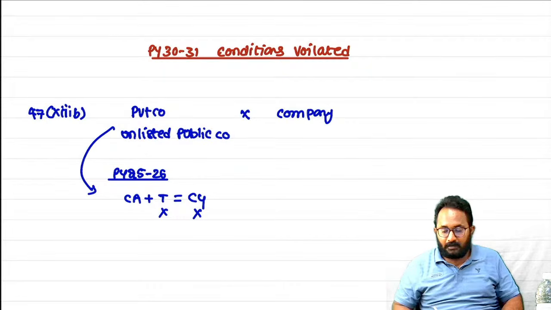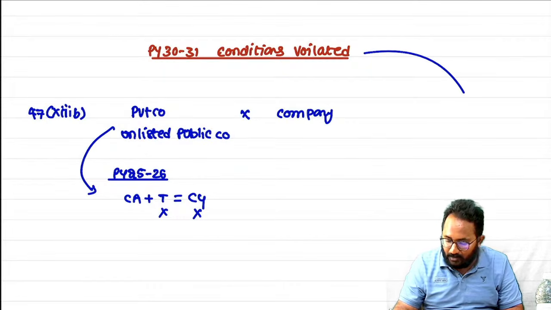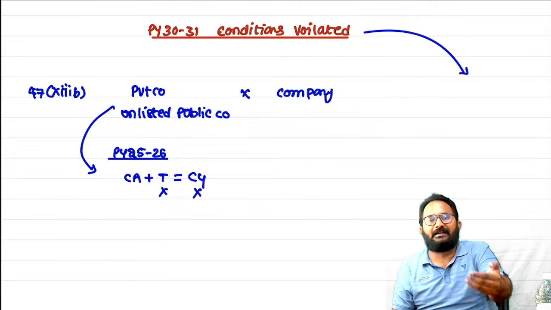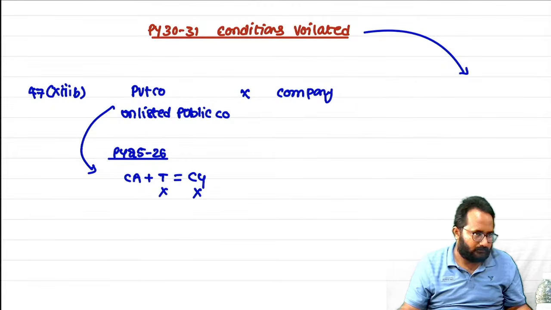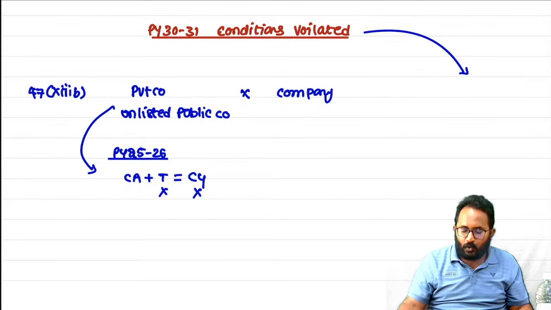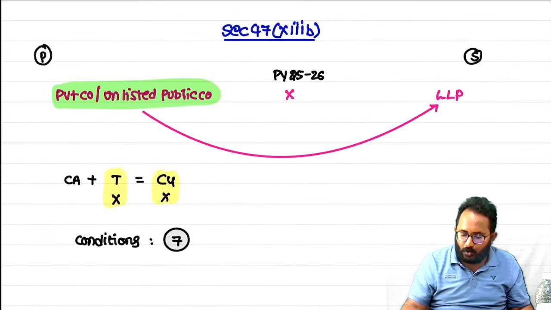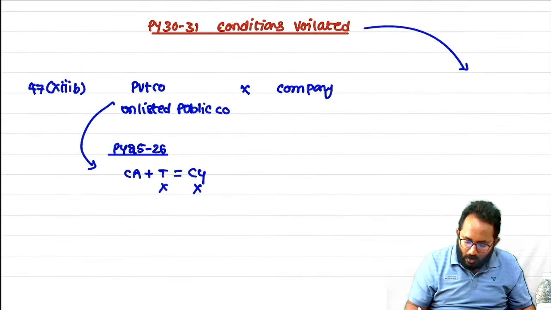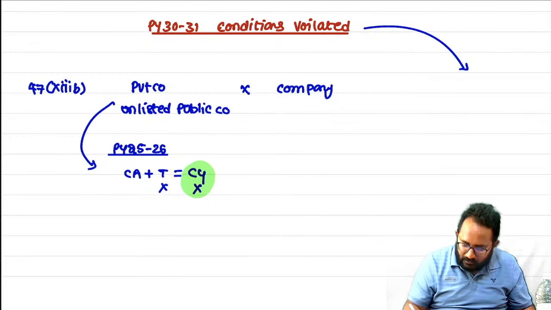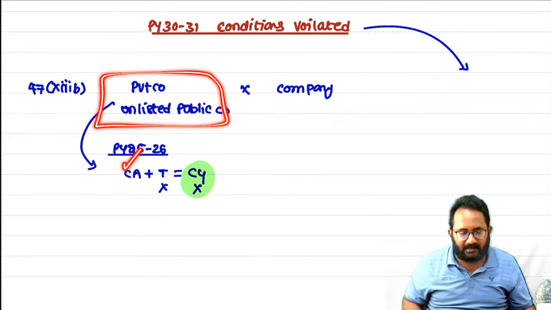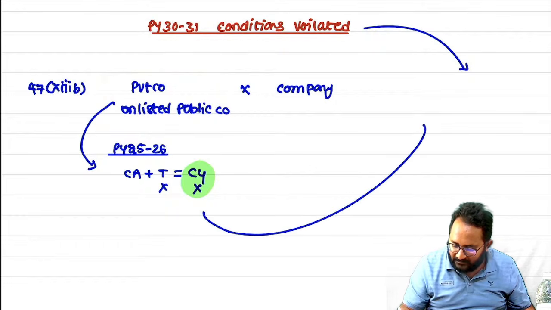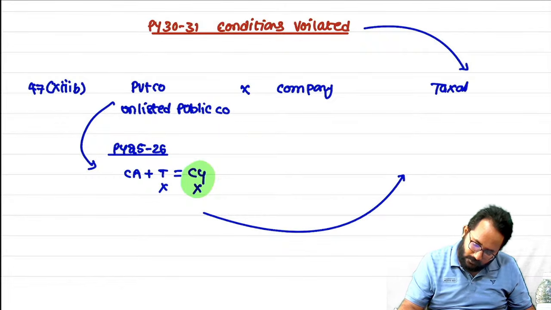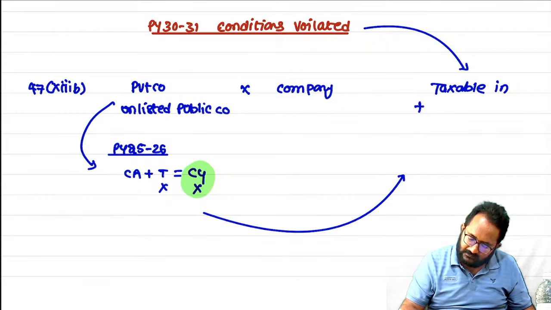Understood? But in which year are conditions violated? 30-31. So what conditions can be violated in the future lock-in period? You have to hold whatever shareholding you got in the LLP for how many years? 5 years. If you transfer it, clearly they are saying that the capital gain you got as an exemption in that year, the same capital gain is now taxable in the hands of whom? Successor.